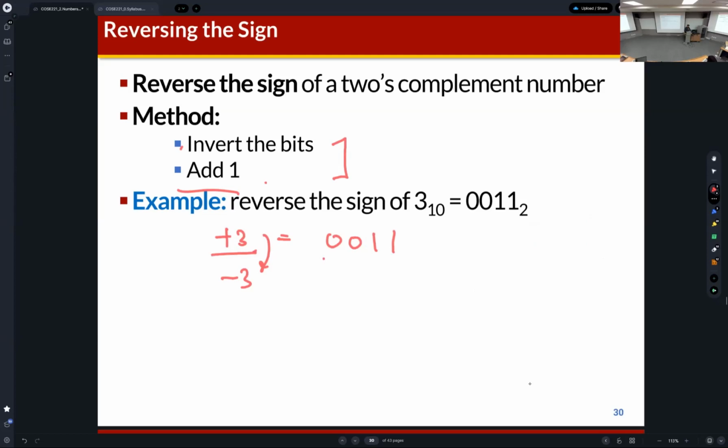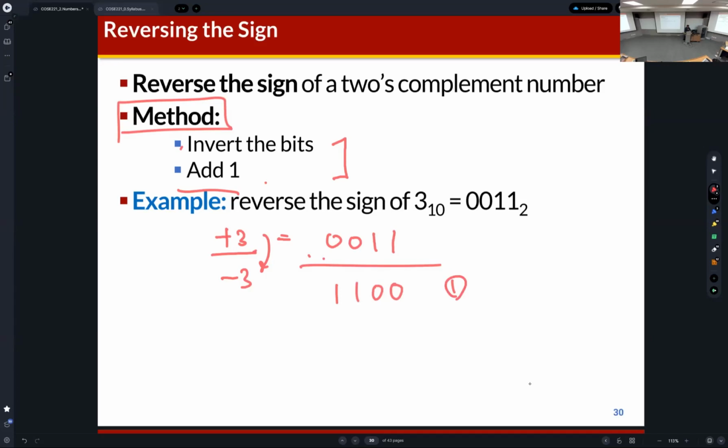So if we apply this method, first we need to invert all bits of this number. So what is inversion? Each bit of a binary number has only two levels. So inversion means that 1 is changed to 0, and 0 is changed to 1. That is the inversion. Okay. So if we invert every bit of this number, then this becomes 1100.